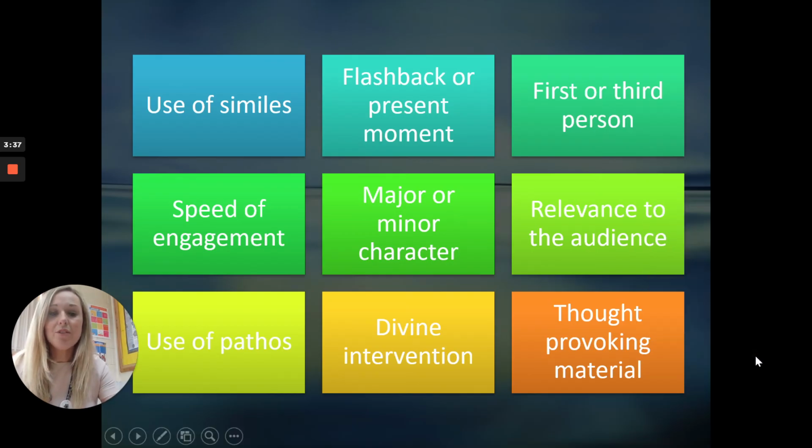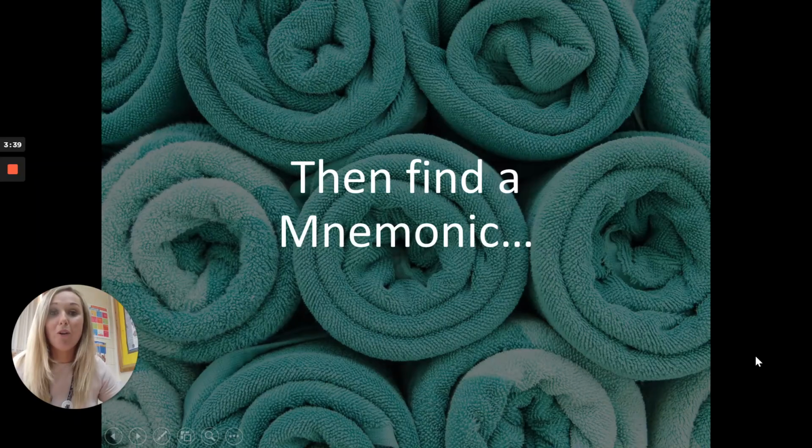And then once I've done this, we look for mnemonics. Obviously, the quirkier, the stranger, the ruder, the better, so that they can remember that checklist when they're in the exam and to go through it kind of systematically. Right, is there divine intervention in one passage but not another?